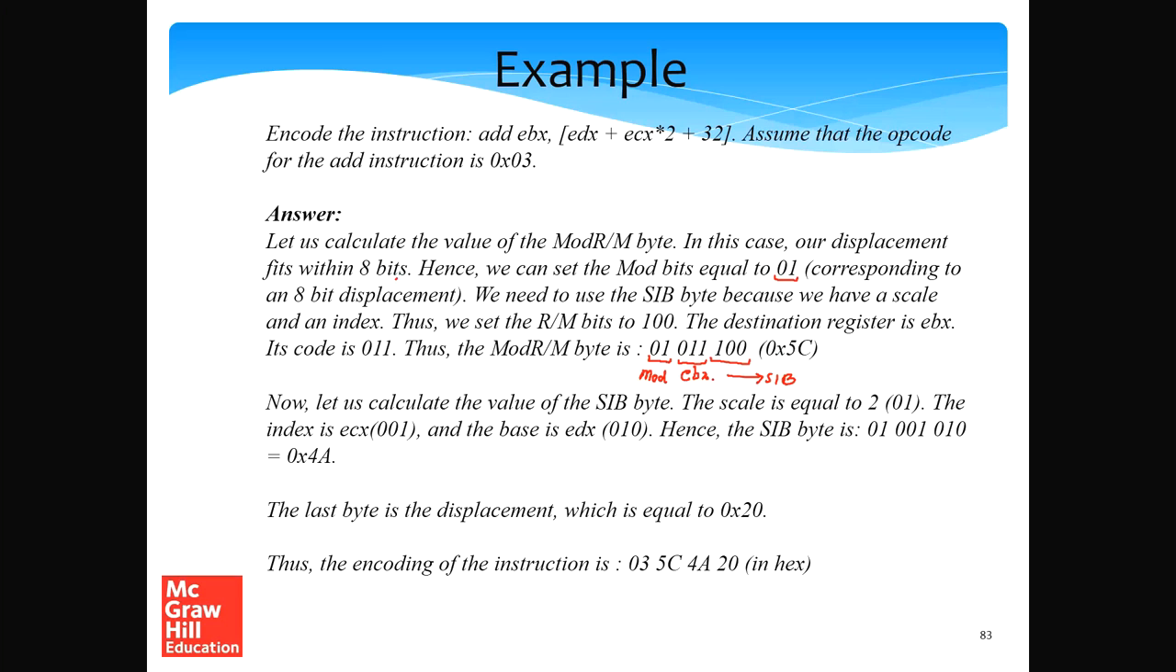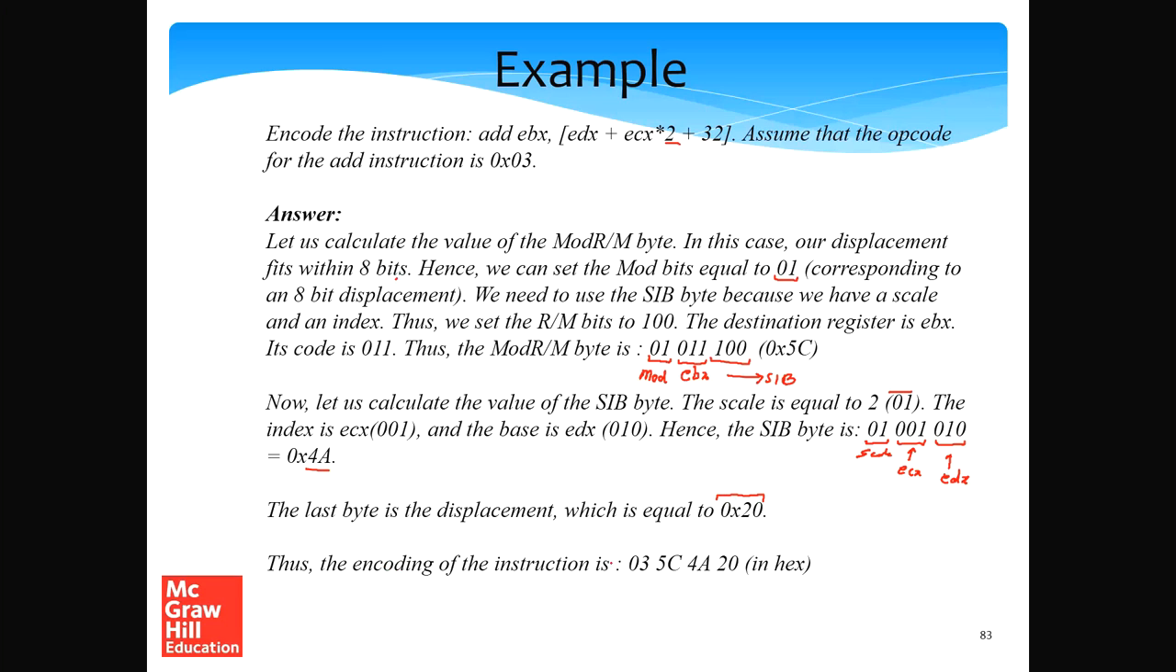Now let us calculate the value of the SIB byte. The scale is equal to 2, so we encode this as 01, and it comes over here as the scale. The index is ECX, which is 001. This is the next field. And the base is EDX, which is 010. That is the next field. Hence the SIB byte is 01001010, which is 0x4A. The last byte is the displacement, which is equal to 32 or 0x20.